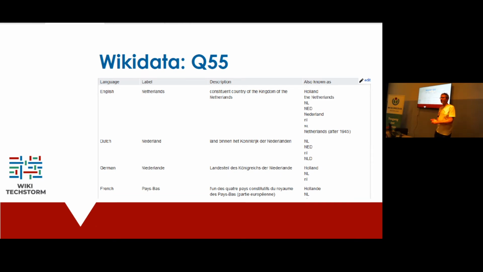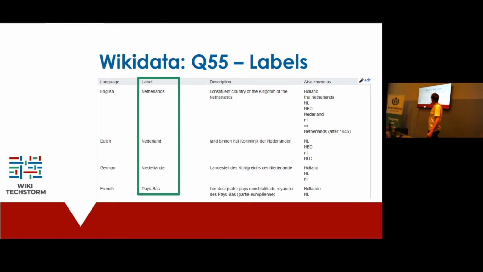We'll go to Wikidata and get to Q55. We can find the Netherlands, lots more. It does have labels. So instead of typing Netherlands in the article about Maxima, I can type in Q55. If I'm Dutch, it will say Nederland. If you want to have it in English, it says Netherlands. And if you're French, it will say Pays-Bas.